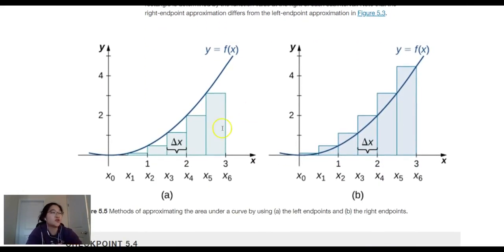And here's another side by side. If we're looking at 6 partitions, then we're indexing starting at 0, going up to 6. How many rectangles are we making? 1, 2, 3, 4, 5, 6. And how many rectangles are we making here? I think it's 6. 1, 2, 3, 4, 5, 6. Yep. Our change in x is the size of the base of our rectangle, and that is also the size of our subintervals. The height for the left sum is evaluated at the left endpoint of that subinterval, and our right sum is evaluated at the right endpoint of our subinterval.